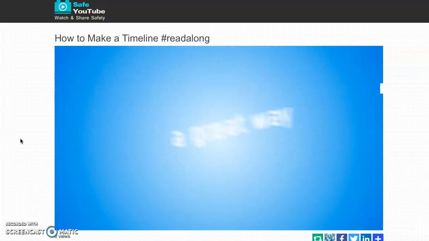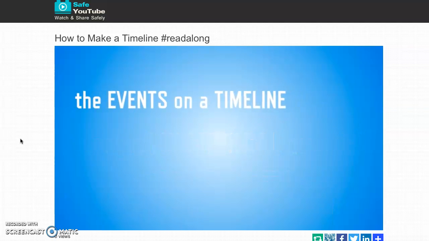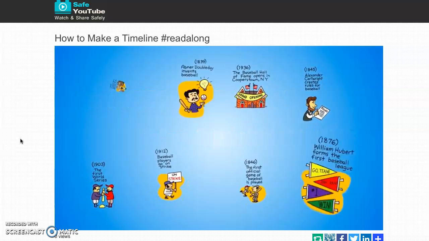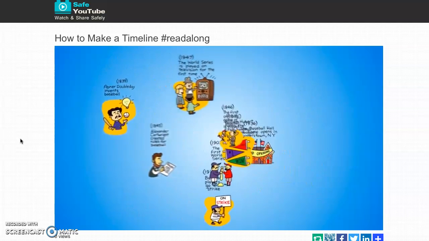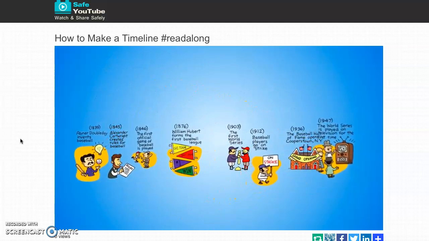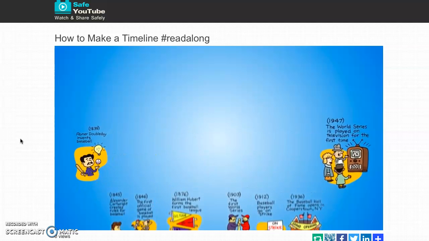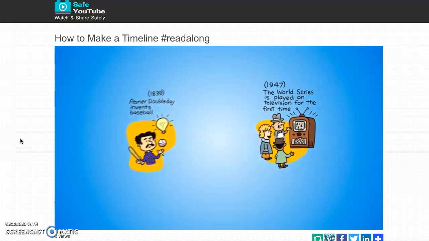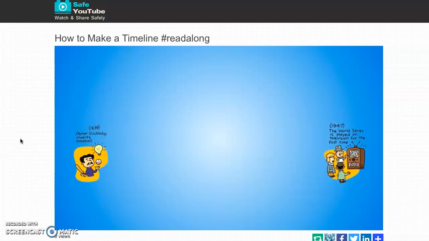A timeline is a great way to illustrate a set of historical events. The events on a timeline usually follow a theme or take place within a specific period of time. To make a timeline, first create a list of events you want to include and order them chronologically. That's a fancy way of saying earliest to latest. Then, look at your earliest and latest event dates to determine the period your timeline will cover. The earliest date goes at the left end of the timeline, while the latest date goes on the right.